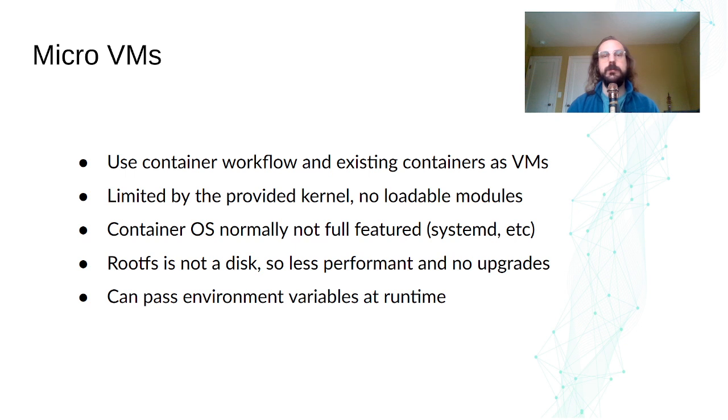The root file system of our micro VMs is not a disk, it's a virtio file system. And this, some users have found, is a bit less performant, and it also means that we can't upgrade our micro VMs in the same way that we can upgrade a full VM. So on the grid, with the concept of an upgrade, basically what you can do is detach the disk from the VM itself, and then attach a new VM with greater resources to that same disk. Since the root file system of the micro VM is not a disk, there's no way to do that.